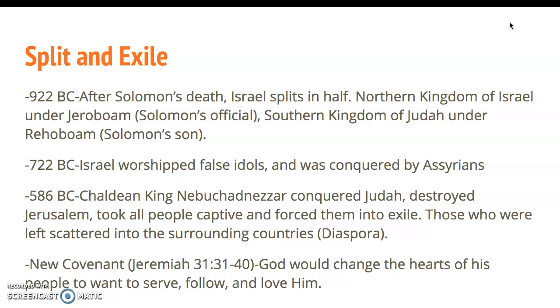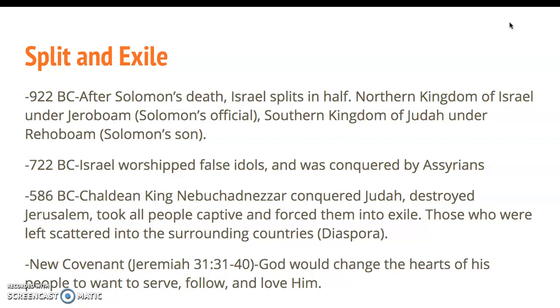And then 586 BC, so about 150 years after that, the Chaldean king Nebuchadnezzar, already talked about him, will conquer Judah. He will destroy Jerusalem and the temple, take all people captive, and force them into exile. Those who are left are going to be scattered into the surrounding countrysides around the southern kingdom of Judah. This is known as the Jewish diaspora, or the scattering, dispersal of the people.